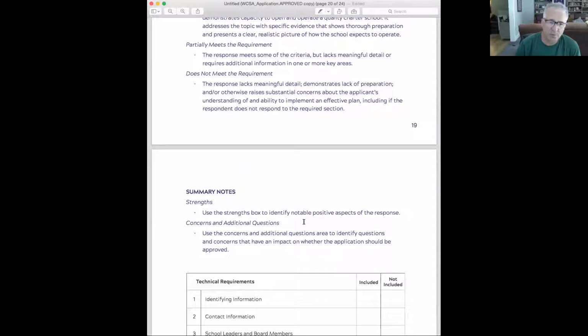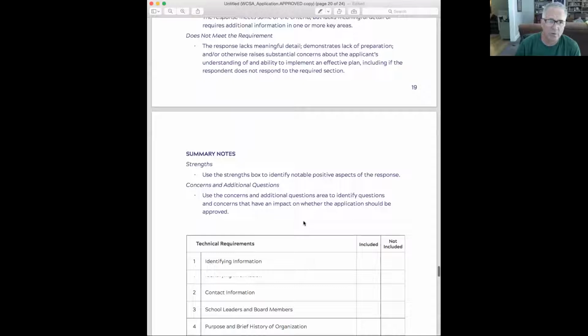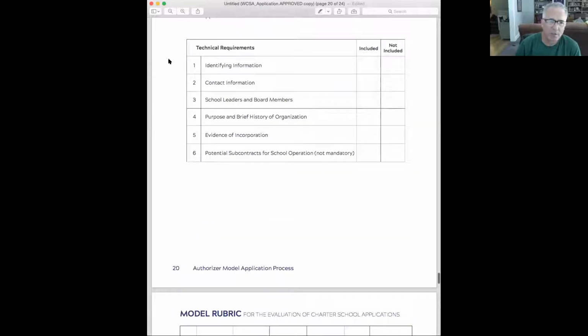This really has been split into 2 sections as a rubric. One would be the simple, on page 20 here, technical requirements. Is it there, is it not? So that gives the group feedback. Are they ready to move forward?